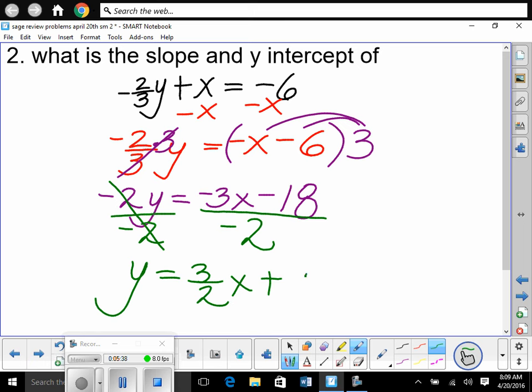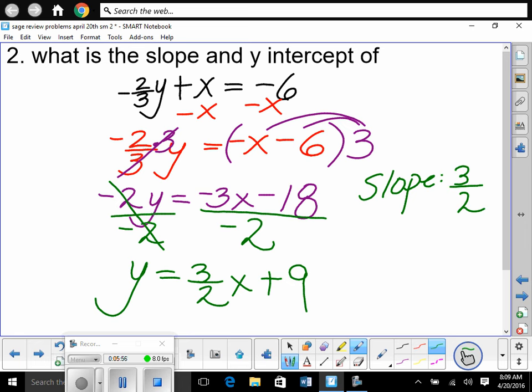Yeah, good, +9, right? So we have it in y equals mx plus b form. Now we could graph it if we wanted, and then we could find the slope and y-intercept, but we know the slope. What's the slope? Let's answer the question.